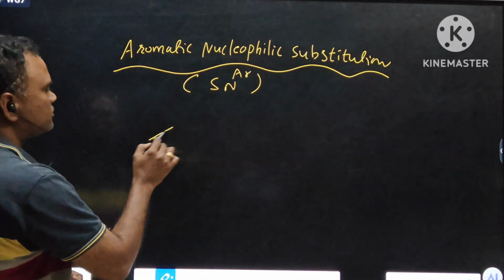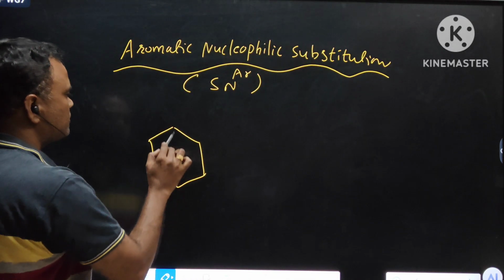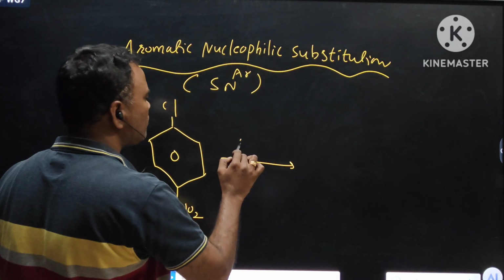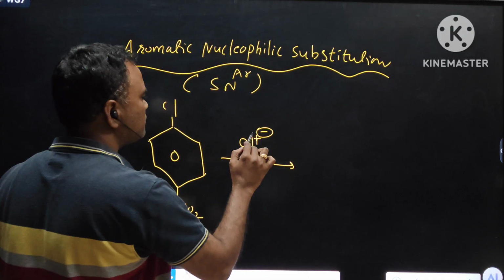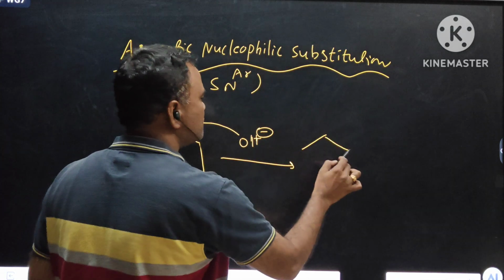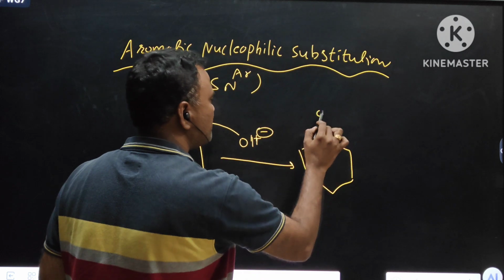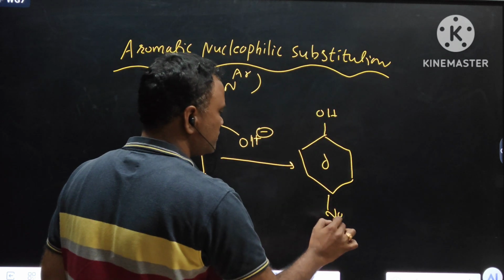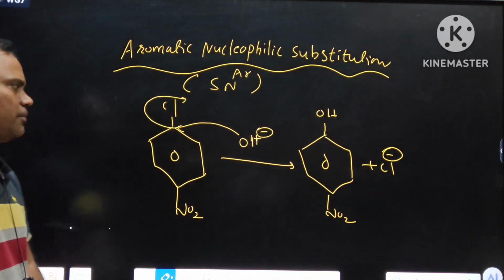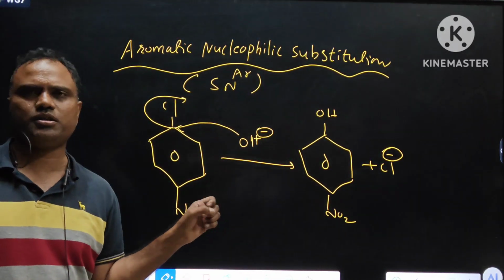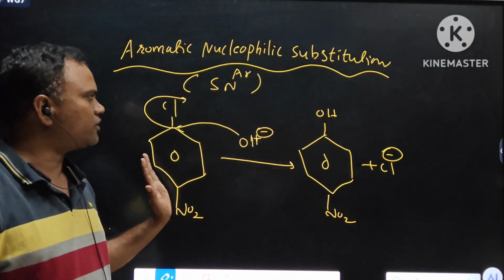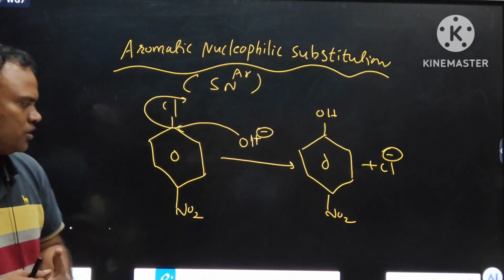Look at this. Cl. OH minus is the nucleophile. One nucleophile is coming and the other nucleophile is leaving. This is a simple example of aromatic nucleophilic substitution reaction. Substitution only, but it takes place on the benzene, on the aromatic. That's why SNAr. Okay, this is a simple example for aromatic nucleophilic substitution.